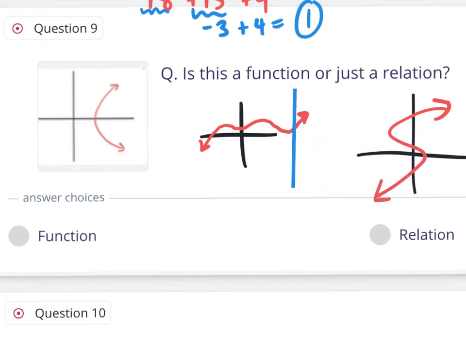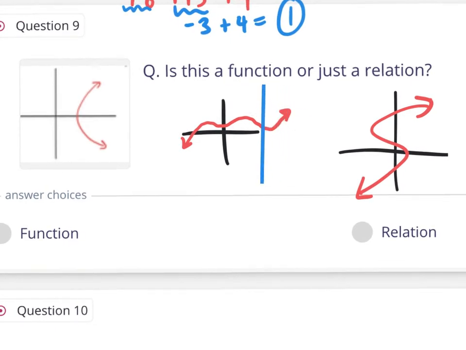This one, it only touches at one spot right there. If you move it, it only touches at one spot right there. If you move it, it only touches at one spot right there. So this passes the vertical line test. So you would say, yes, this is a function. We said this one, no, not a function. It's just a relation.